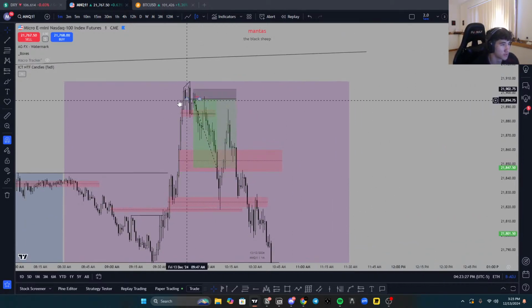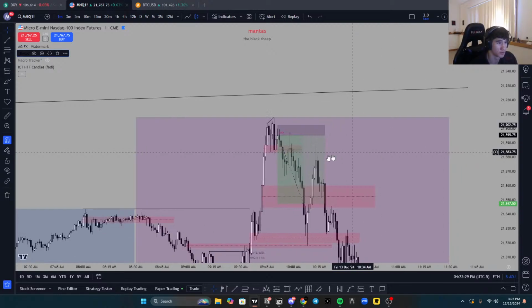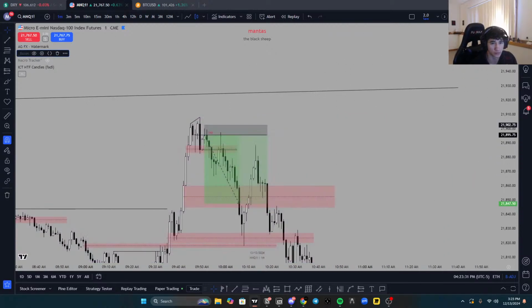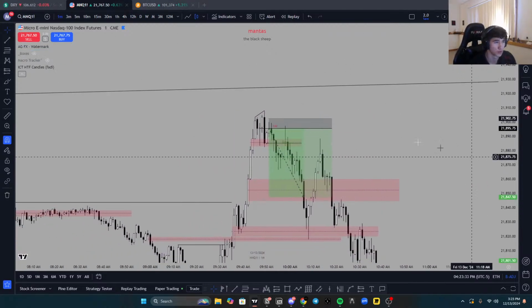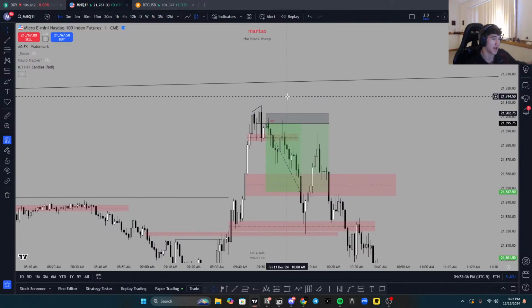But right here, this is also a breaker so far. Do you understand that this is a breaker? Yes, okay, perfect. It's run of the high SMT, and that makes this a high probability breaker, which makes us have such a good stop loss.